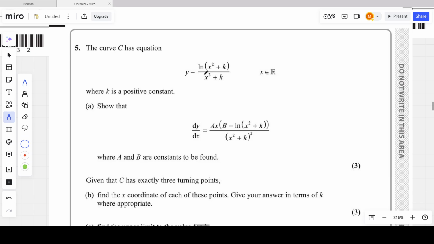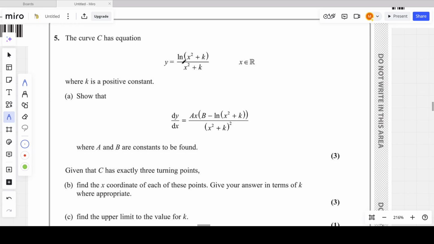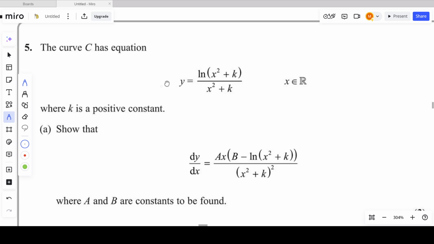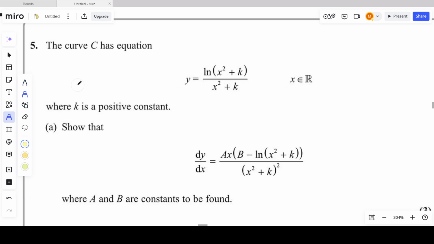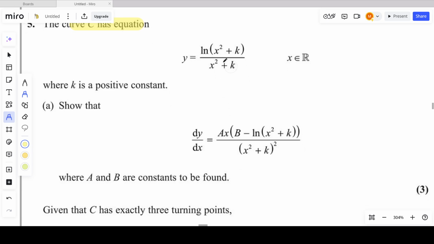Okay, let's see question number 5 from the October 2023 P3 paper. Question number 5 is from the differentiation calculus part of P3. In number 5, the curve C has an equation, given where k is a positive constant. The domain of the equation of curve C is also given.